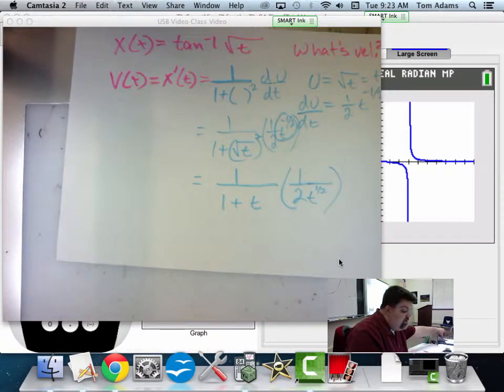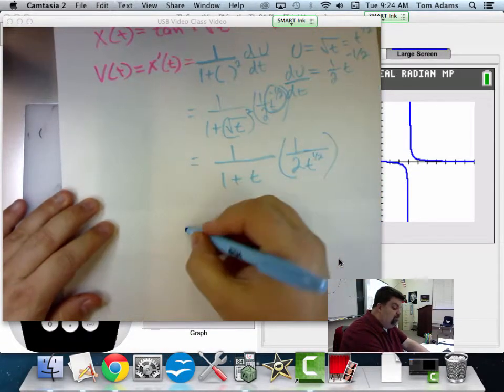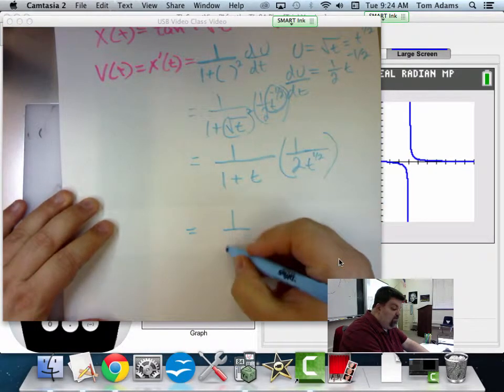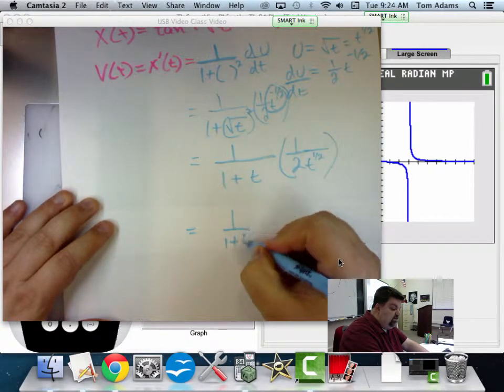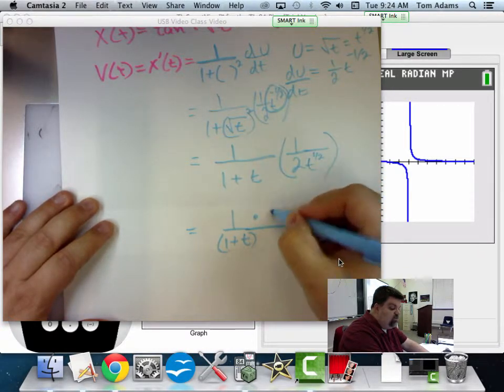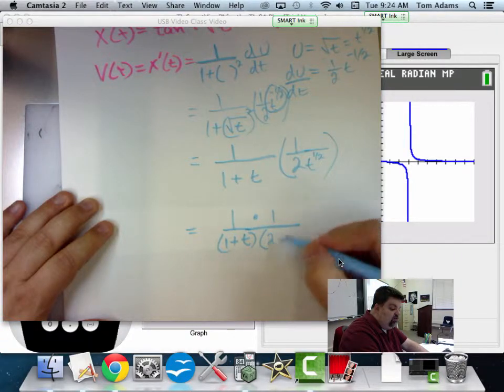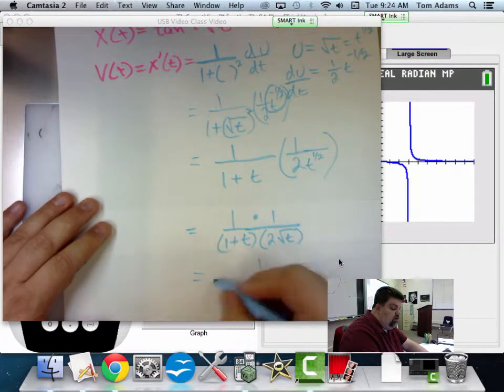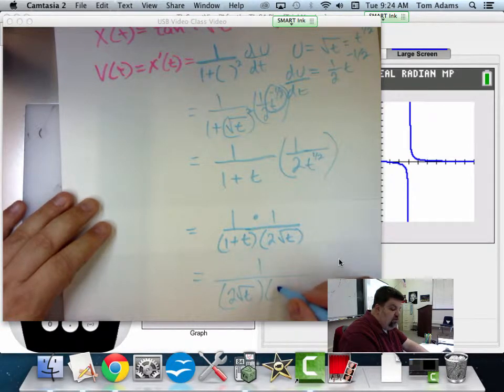And I'm writing out each step on purpose. I mean, if you could skip a step in your head, I'm okay with that. So what does this mean? Well, this means that I've got 1 plus t times, 1 times 1 is 1, right? So we'll say times 1. And then on the bottom, I've got 2 square root t, which is just 1 over, and I'm going to toss the square root 2 root t to the front times 1 plus t.